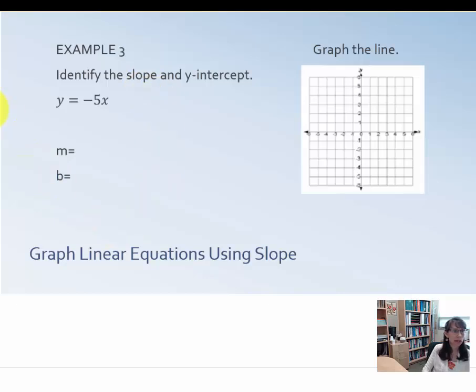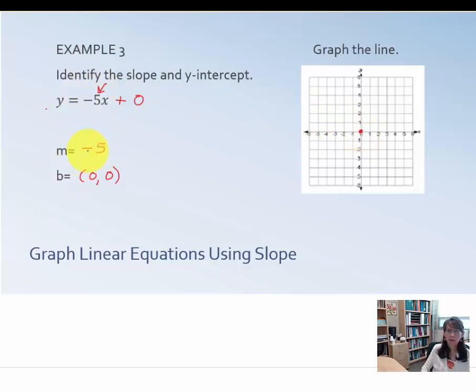In our last example today, we have y equals negative 5x. Notice we don't have the plus b, so you could consider that as plus 0. The slope is negative 5. It goes through the origin (0, 0). So I'll plot (0, 0).